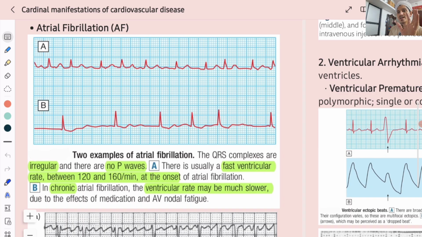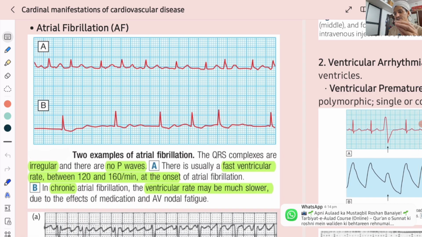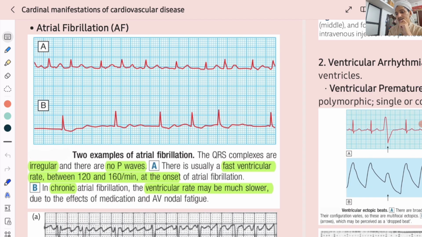Again, the P wave will be absent. There are multiple minute re-entry circuits, and the atria will be just fibrillating. They're not pumping the blood, so all the impulses are not conducted. There is no accessory pathway. This is AF without accessory pathway. In AF, all the impulses are not conducted by the AV node.